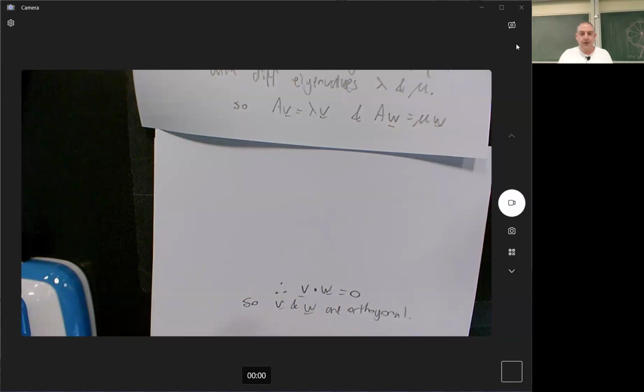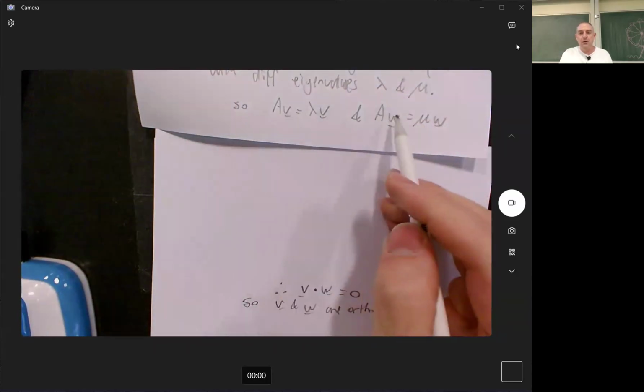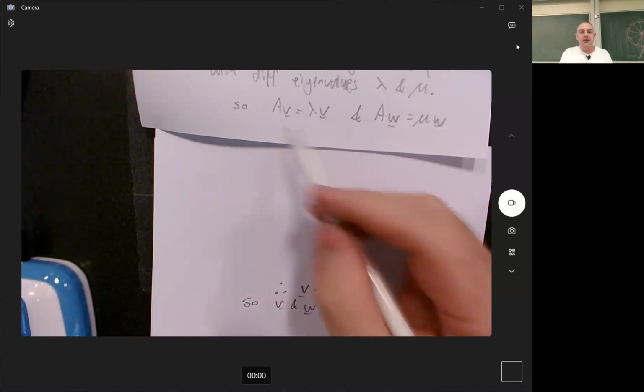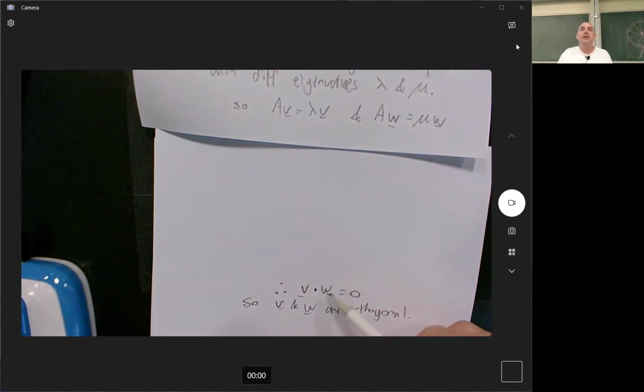So somehow I have to use these two, and the A is going to have to disappear somehow and get to here. Okay. Oh, maybe. Not sure.